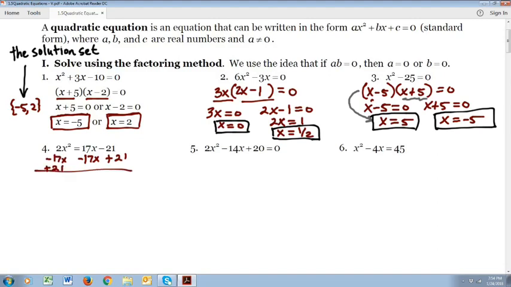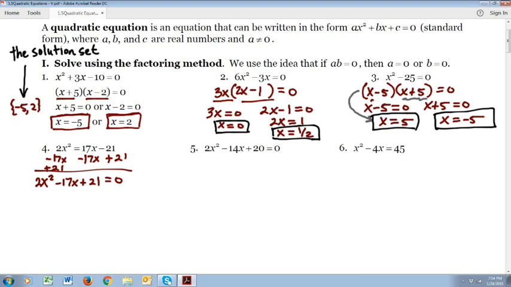So notice I need to get everything on one side, 0 on the other side, get it in this standard form. And on the left, there's no like terms, so I just want to write them in what we call descending order. X squared, then the x term, then the constant. And on the other side we have 0. So here we're going to need to use the AC method, or if you have another method you use, that's fine. This is a trinomial that needs to be factored.